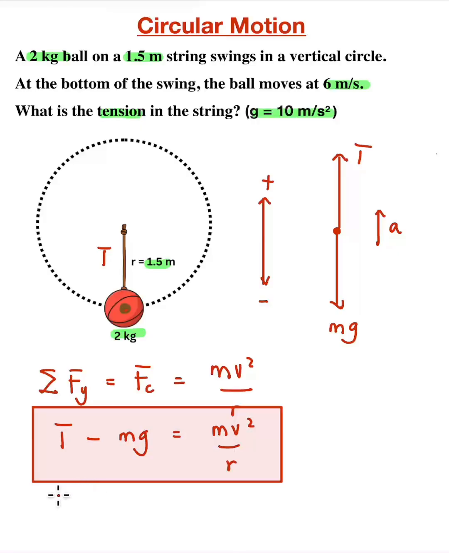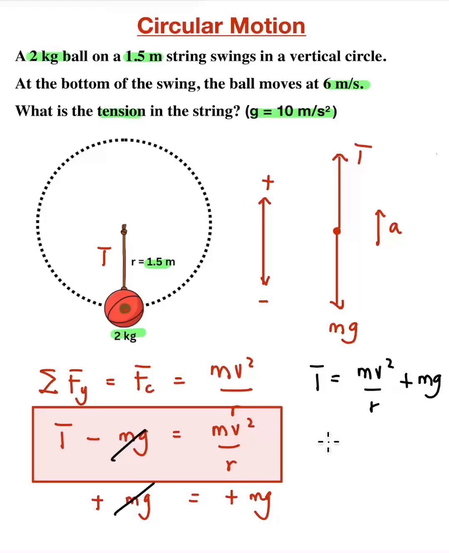So to solve for the tension, we isolate the tension. Using this equation, we can add mg to both sides. So it is going to be plus mg, and then on this side, we are going to have plus mg. So that gives us minus mg plus mg cancels out, and that isolates the tension, and we are left with T equal to mv squared over r, plus mg.